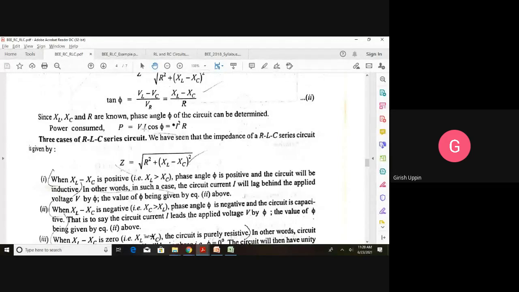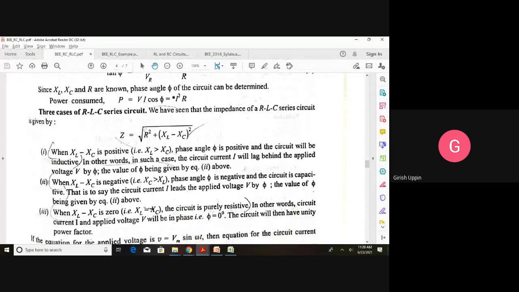Now, there are three different scenarios I told you, based on the values of XL and XC. So we can have three possibilities regarding XL and XC values. Either I can have an XL value larger than the XC value, that is one. Second one is XL value is equal to XC value. The third scenario is XL value is less than XC. So three possibilities are there.